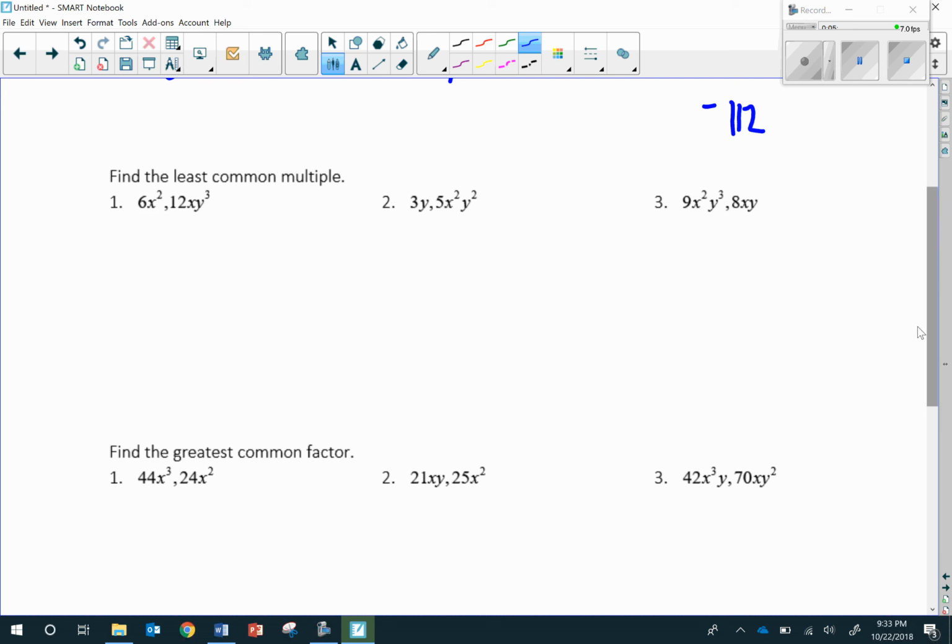In the next section, this is also review. We're going to find the least common multiple of these two monomials. So the least common multiple of 6 and 12 is simply 12. Then we have x squared y cubed. Our least common multiple of 3y and 5x squared y squared would be 15 x squared y squared. I'm going to leave number 3 for you to try.